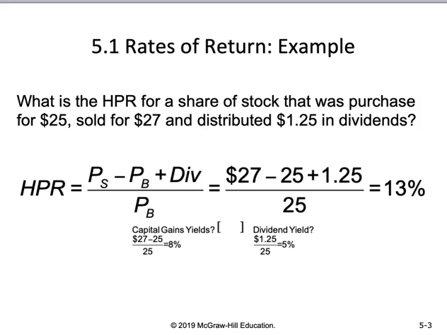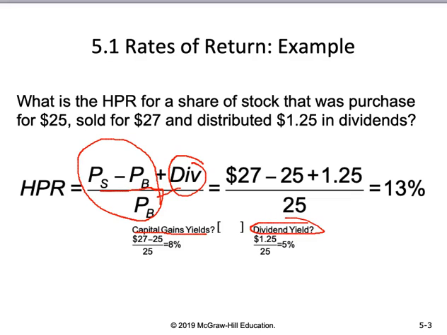On this slide, they identify what each of these components are. If you take the price sold minus the price you paid for it, or the price bought, and divide it by what you paid for that stock, this component here is called the capital gains yield. And then if we take the dividend and treat it separately, divide it by the price that you paid for the stock, that is the dividend yield.